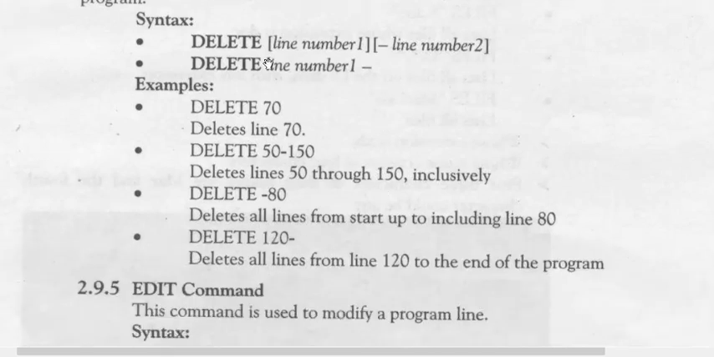This command will remove the range you have given, from the line number where you started the range till the last line number. Delete 70 deletes line 70. Delete 50-150 deletes line 50 through 150 inclusively. Delete -80 deletes all lines from the start up to and including line number 80. Delete 120- deletes all line numbers from 120 to the end of the program.